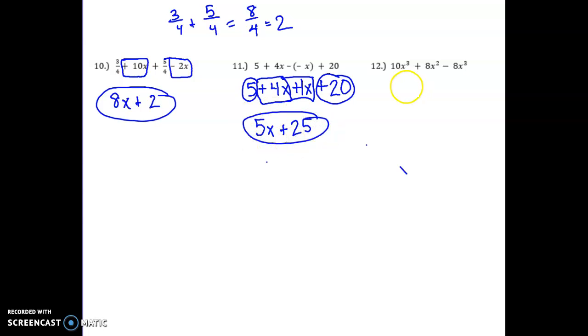And then number 12, we're going to take 10x to the 3rd, and we're going to subtract 8x to the 3rd. So we're going to get 2x to the 3rd, and then we only have the 8x squared left. So plus 8x squared.